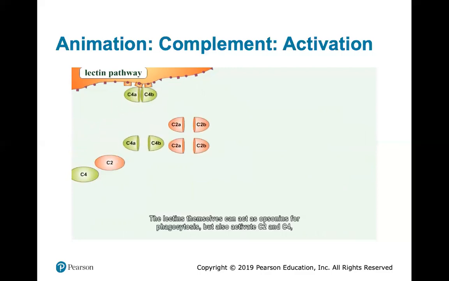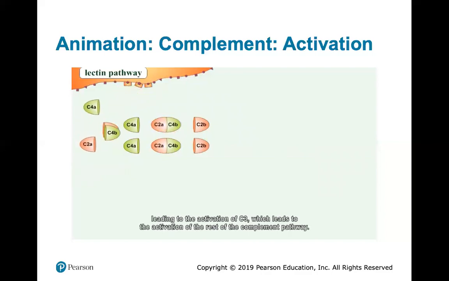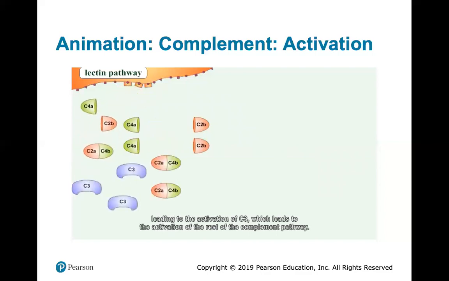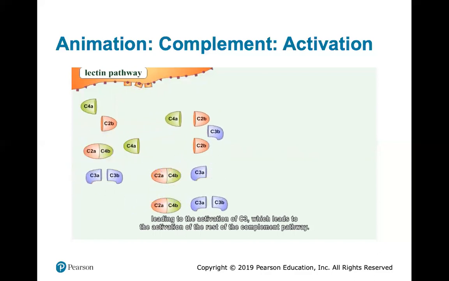The lectins themselves can act as opsonins for phagocytosis, but also activate C2 and C4, which leads to the activation of C3, leading to the activation of the rest of the complement pathway.